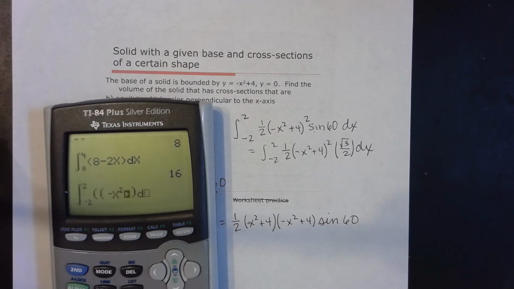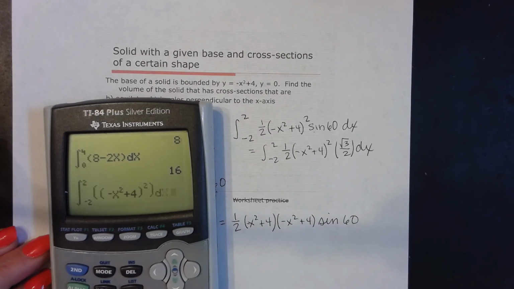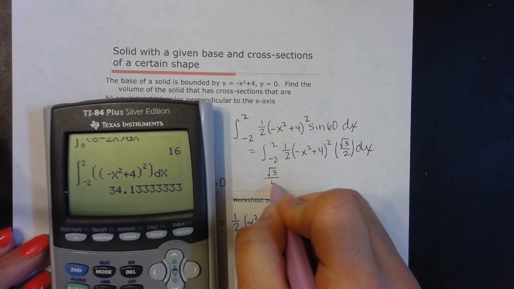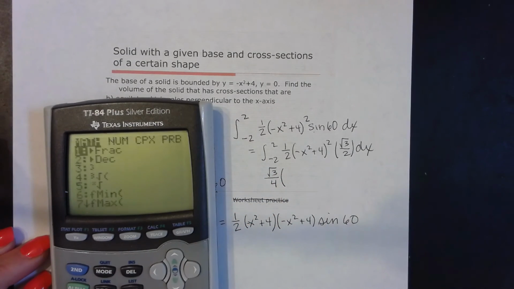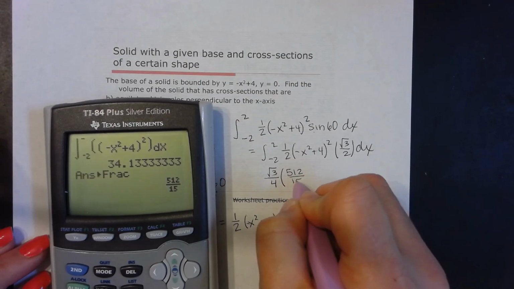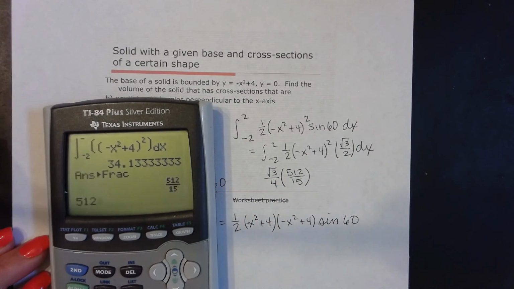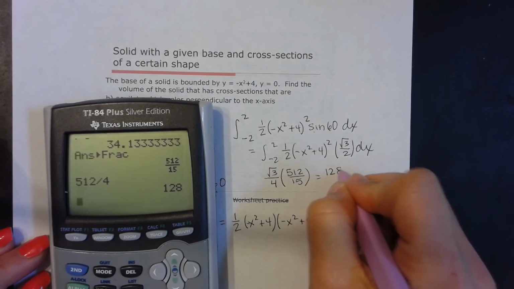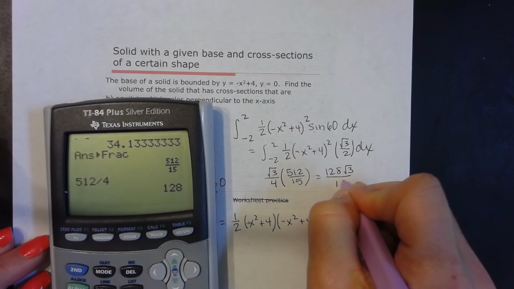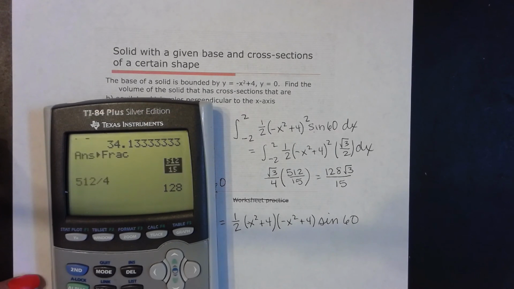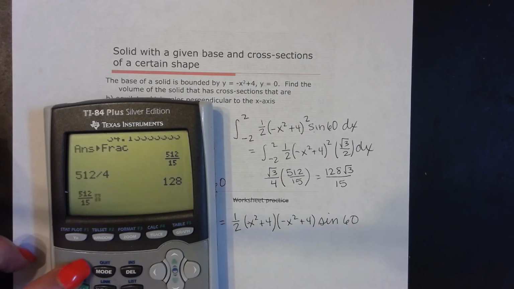And so I have this square root of 3 over 4 times my integral, which if I get that as a fraction, okay, let's see if that will reduce. So I end up with 128 square root of 3 over 15. If you just calculated the whole thing, this times that square root of 3 divided by 4 gives you approximately 14.780.